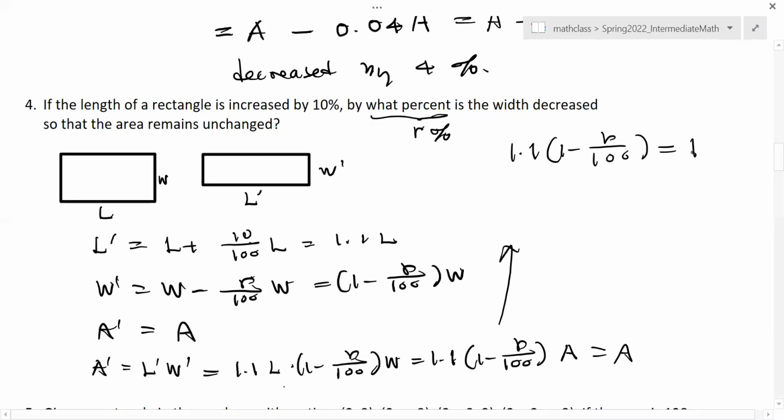To solve this equation, what are you going to do, right? This can be, and 1.1 is 11 over 10, okay? So 1 minus R over 100, and that is going to be 1 over 1.1, right? Okay.